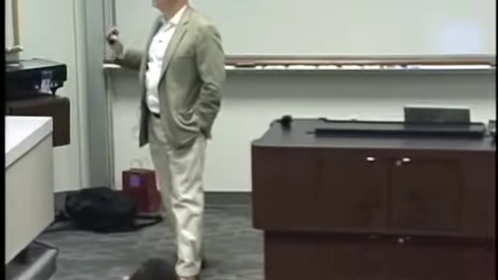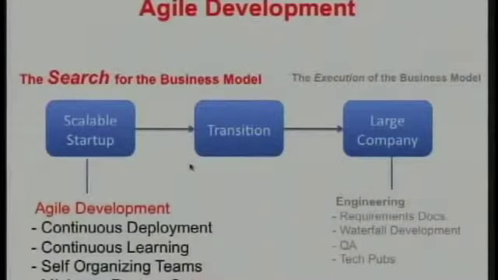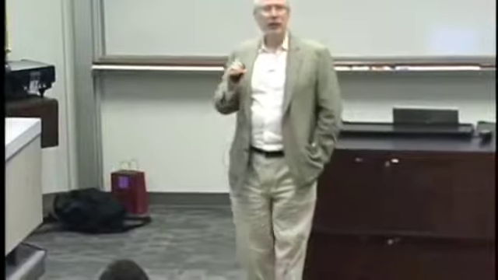I'm not trying to flog the book, but just FYI. Agile development, continuous deployment, continuous learning, self-organizing teams, and you're going to ship not the maximum feature set, which is the goal in a large company, but the minimum feature set, sometimes called the minimum viable product. Big idea: in a startup, you want to get to market as quickly as possible, but not by offering every possible feature, but doing the exact opposite.